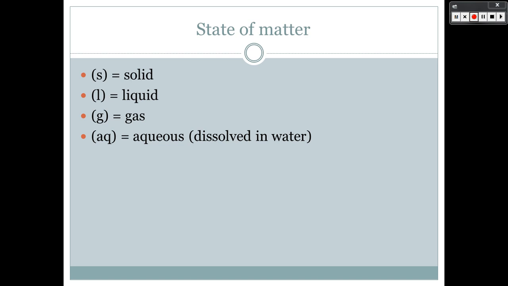And then aq is not a state of matter necessarily. It's more a physical state. I don't know what you would call it. But it's aqueous, and that means the substance is dissolved in water. So, for example, salt water, you could say, is aqueous salt. The salt is dissolved in water.